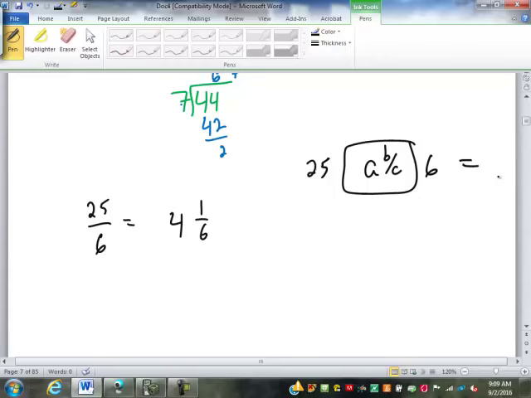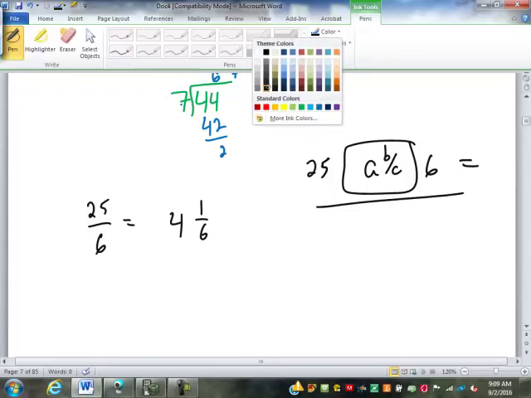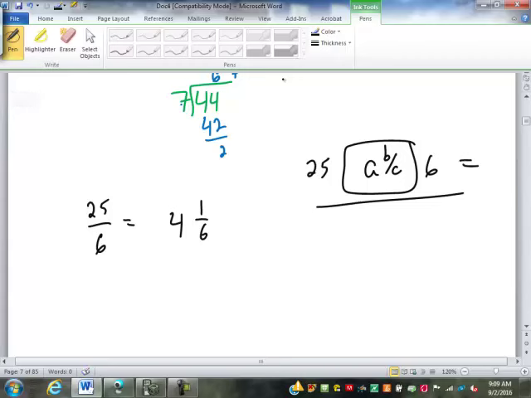If you have a different type of calculator, this is for the TI. Some of your Sharps and Casios might work a little different. If you have one of those, let me know and I'll help you figure it out. Okay. So we can go from an improper fraction into what we call a mixed number.